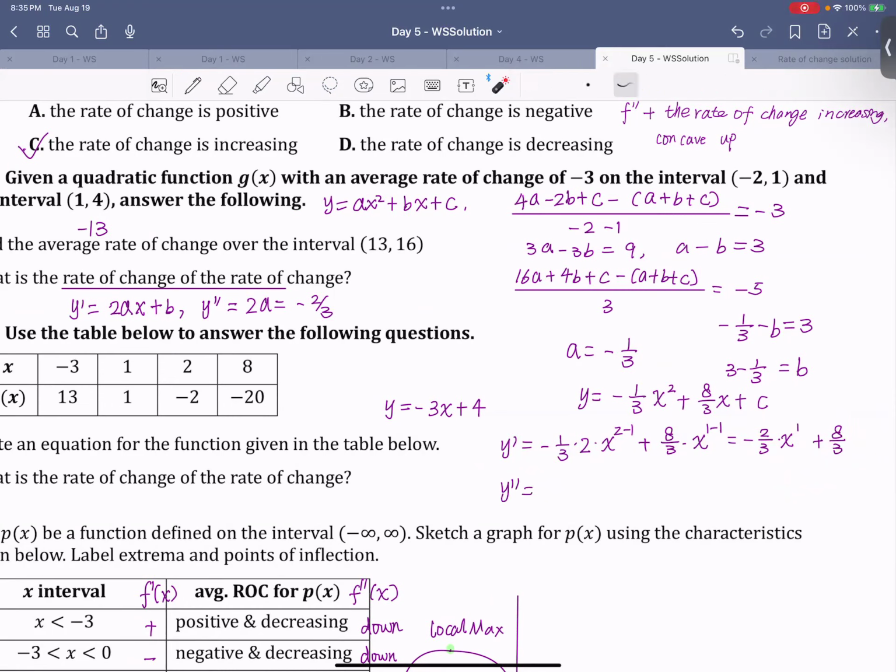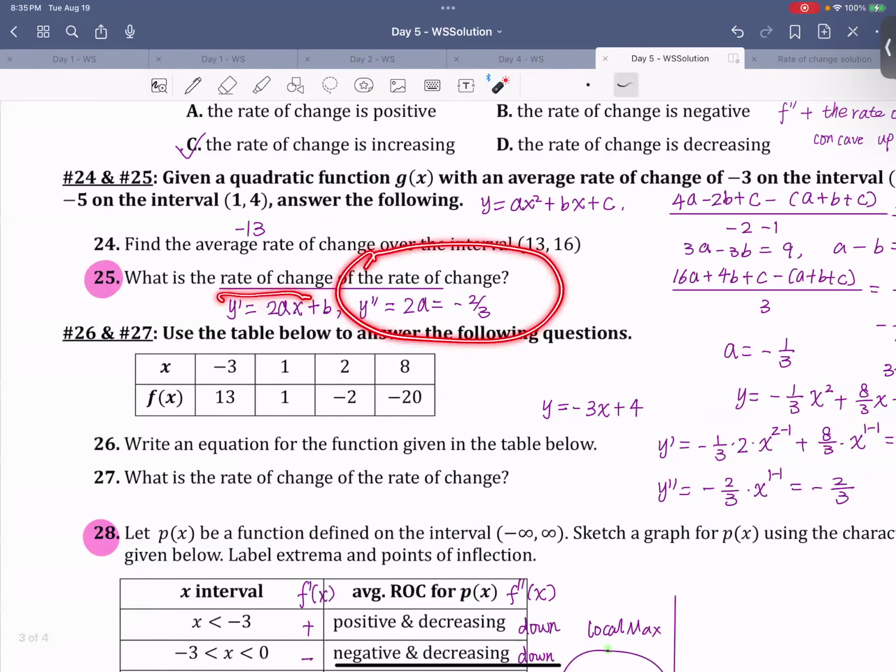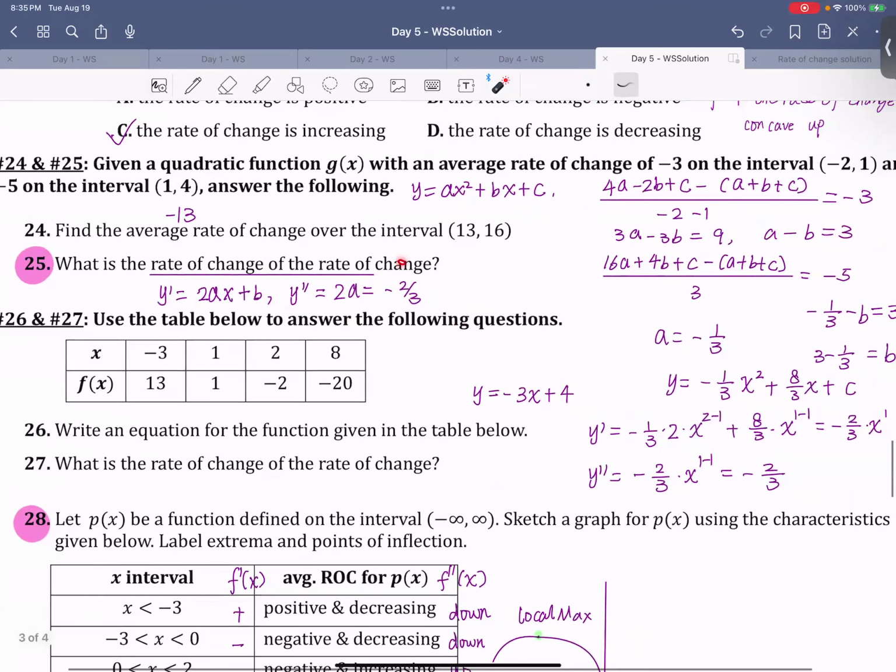If you do the second derivative, this is x to the power 1. So you will copy down the coefficient in the front, and then x to the power 1 derivative is 1, because x to the power 1 minus 1 is 0. So this is negative 2/3. So that is rate of change of the rate of change. Derivative, slope of slope. This is the slope of the slope, which is negative 2/3.